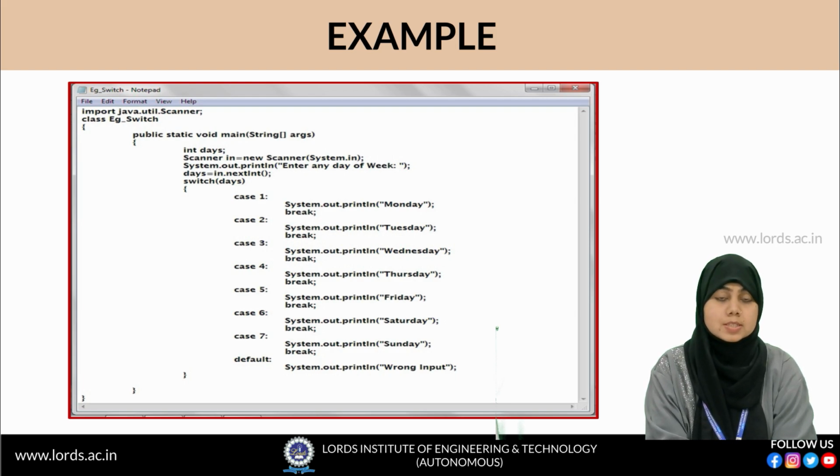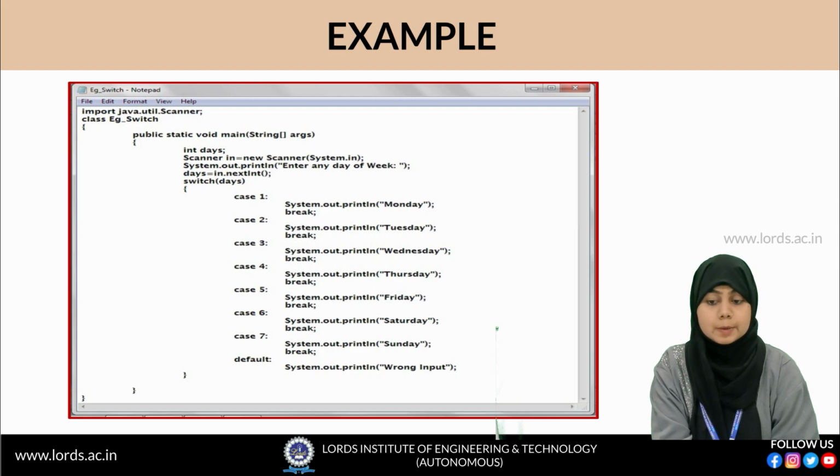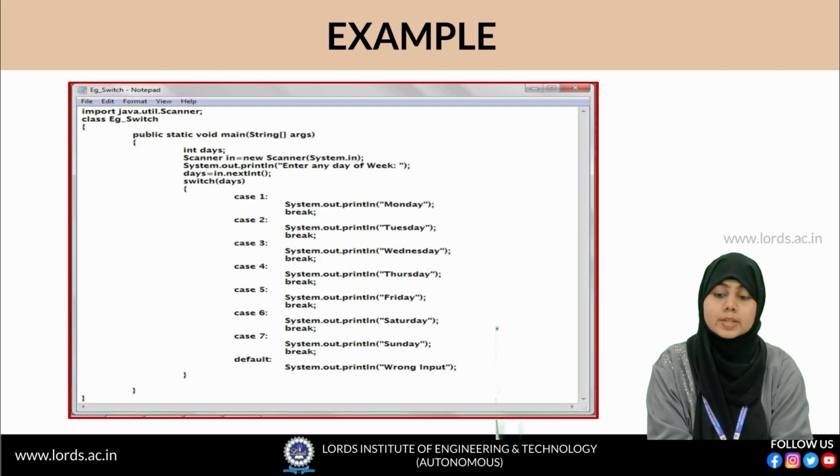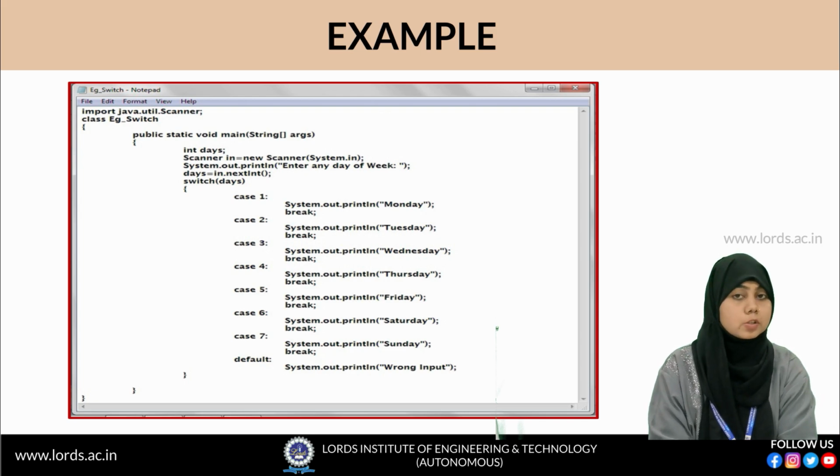Then I'm storing the value inside the days variable. days is equal to, using the object dot nextInt method, it will convert the value into type integer and store it in the days variable. Now we are writing the switch. The condition given there is days, meaning the user is going to give the value, so that value we have given inside the switch as days. Now case 1, suppose the user gives the value 1, it is matching with case 1, so Monday is going to be printed.